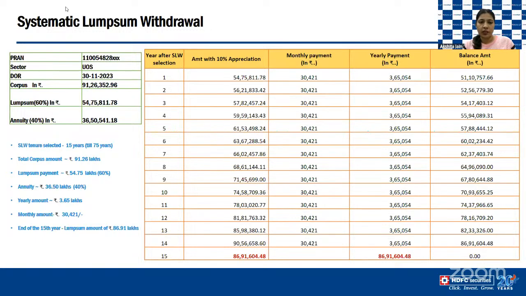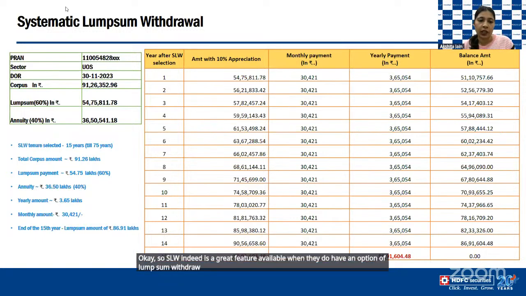Okay, so SLW indeed is a great feature available when they do have an option of lump sum withdrawal. It will help you get a steady monthly income while you have an annuity plan. So, talking about the annuity, as you have mentioned, the subscriber needs to select it while taking a premature exit and also while taking a maturity exit. So, what are the different plans available for buying an annuity?